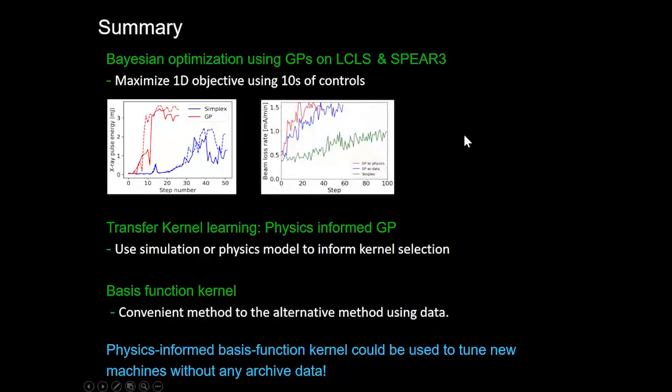So just to summarize, we saw today Bayesian optimization with Gaussian processes as a surrogate to tune a linear accelerator and a storage ring by maximizing a 1D objective using tens of controls. We saw transfer kernel learning, a physics-informed GP, where we used a physics model to inform the kernel selection rather than using maximization of the likelihood on archive data. And we saw the basis function kernel as a convenient alternative to the method using data.